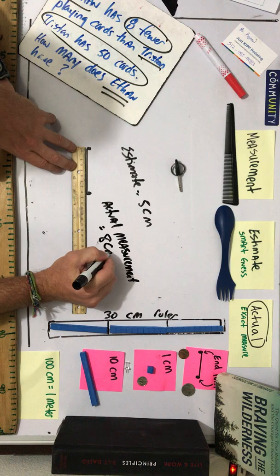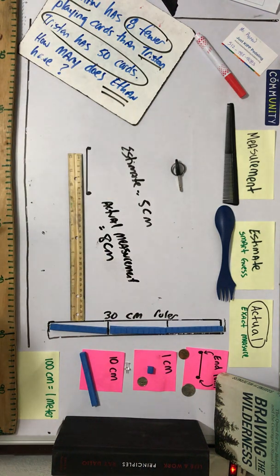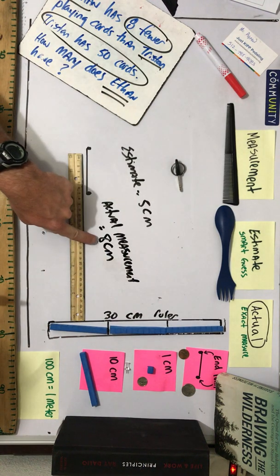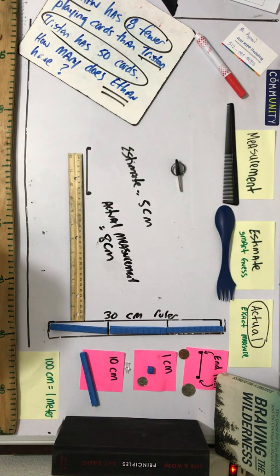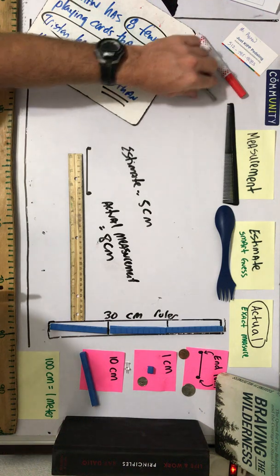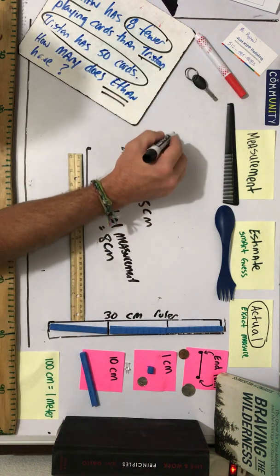equals 8 centimeters. So notice the difference. 8 centimeters was the actual one. 5 centimeters was my estimate. So my difference between my 2 measurements, my difference.